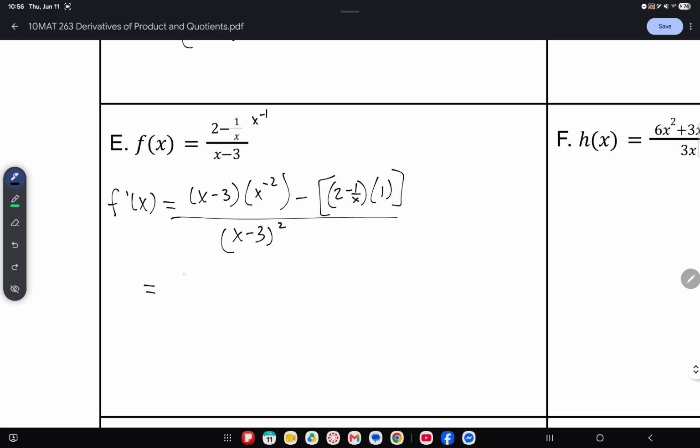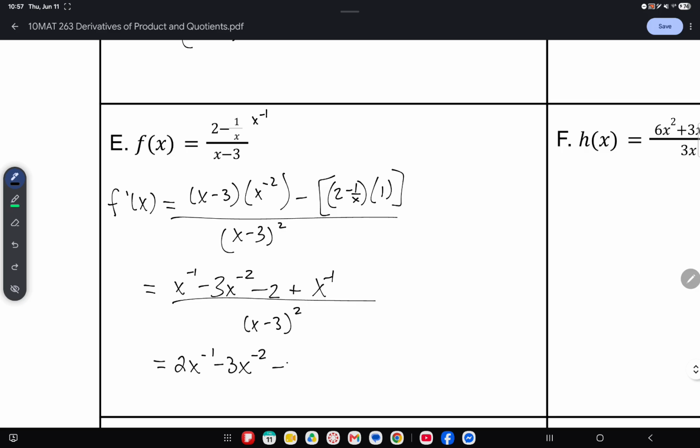I'm going to distribute. So that's going to be x to the -1 minus 3x to the -2 minus 2 plus, and I'm going to make that x to the -1 because you're going to see what's going to happen here when I combine some like terms. And then we have x minus 3 squared. So x to the -1 plus x to the -1 is 2x to the -1. And then we have minus 3x to the -2 minus 2, all over x minus 3 squared.